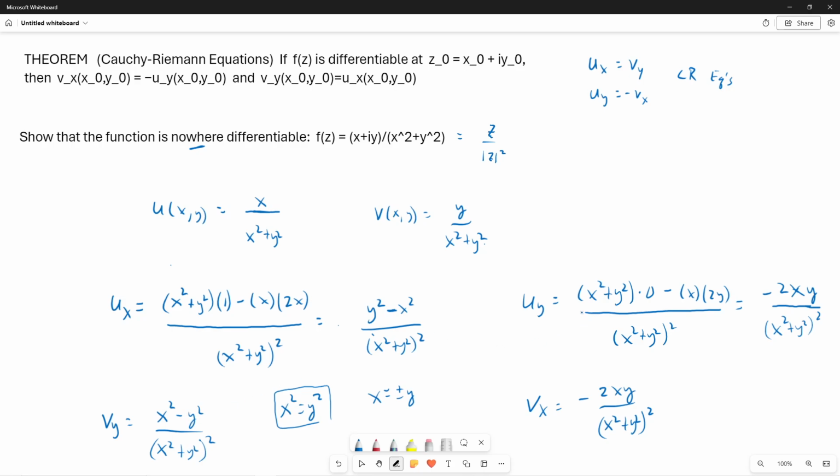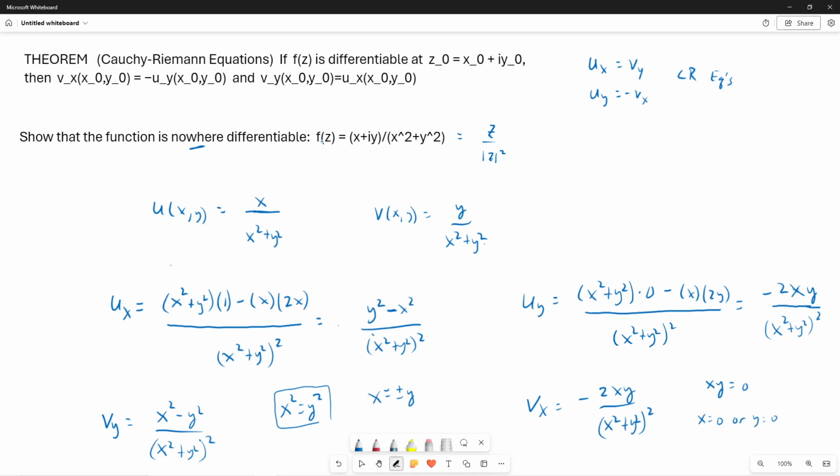Now let's check the other pair. We need these two to be negatives of one another, and they're equal. So the only way for these to be equal and negatives of each other is if they're both 0. That requires the numerator to be 0, which requires xy to be 0, which means that either x equals 0 or y equals 0. Putting these two together, we see that the only point where the Cauchy-Riemann equations can hold is at the point (0, 0).